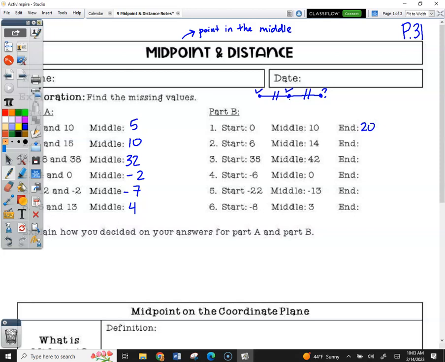If you want to draw something that would help, you would say to yourself, how did I go from 0 to 10? I added 10. So how do I go from 10 to the end? I would add 10 again.